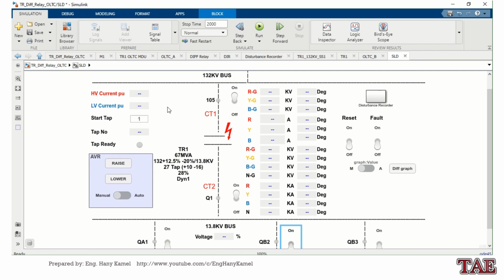Next, we will start to study tap changer problems by MATLAB Simulink. Using this simulation, I will start with the normal condition. We have a 67 MVA transformer, 132 over 13.8 kV, with plus 12.5% minus 20% regulation range, 27 taps, and DYN1. I will start our simulation.